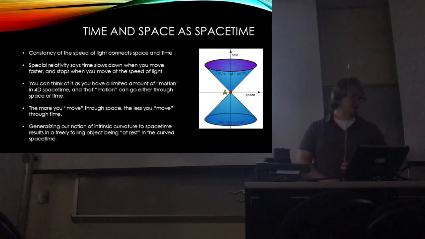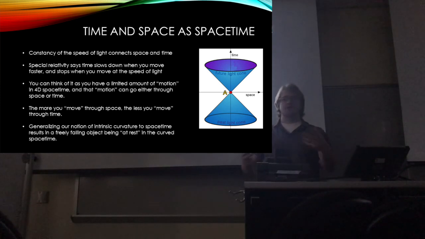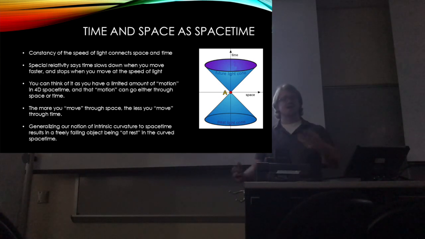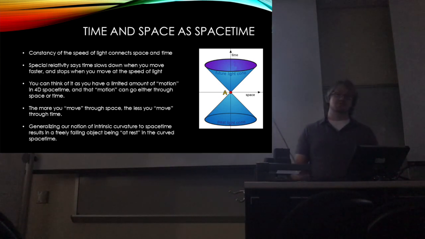Fair point. In any case, so space and time are sewn together into this more coherent space-time, but in one way you can look at it because the more you move through space, the less you move through time, so they have this interrelation, and they're tied together through the speed of light, which is a fixed constant. So that's kind of how they rope together into this more coherent structure of space-time.